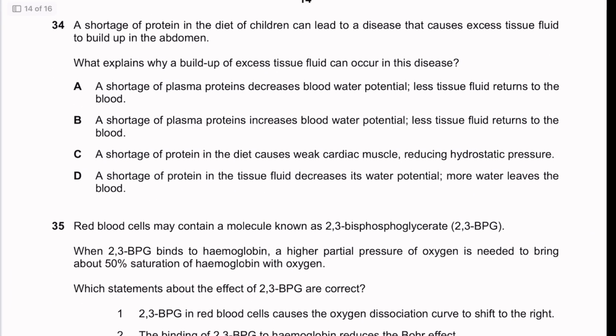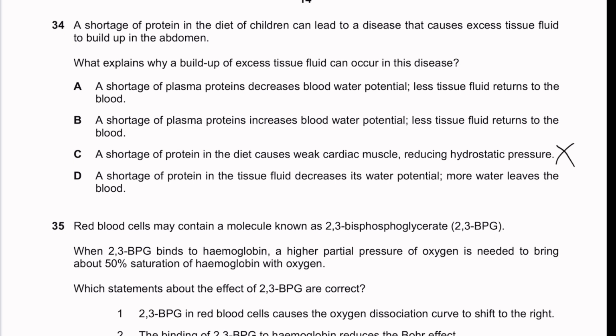A shortage of protein in diet in children can lead to a disease that causes excess tissue fluid to build up in the abdomen. What explains why a buildup of excess tissue fluid can occur in this disease? A shortage of plasma. So we know basically that the excess tissue fluid is going to be because of the water potential of the blood plasma. Okay, and so what happens basically is that the water potential is going to be really high of the blood plasma. So a shortage of protein in diet causes a weak cardiac muscle.